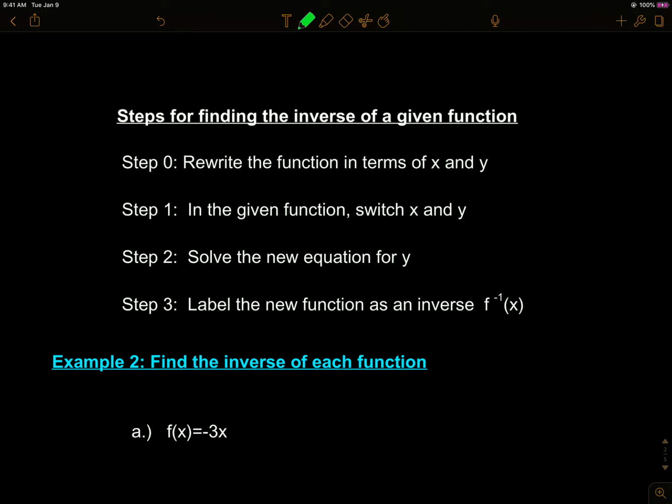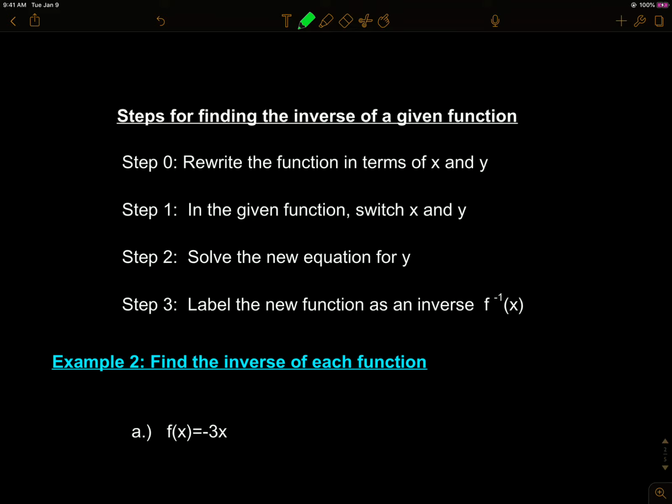Let's look at how, if you're given a function, how can you find its inverse function? Remember that they want to undo each other. So here are steps. You want to kind of make notes on these or write them down. So step 0, you're going to rewrite the function in terms of x and y. So no more function notation when you want to find the inverse. You want to change your f of x's to y's. In the given function, switch x and y.